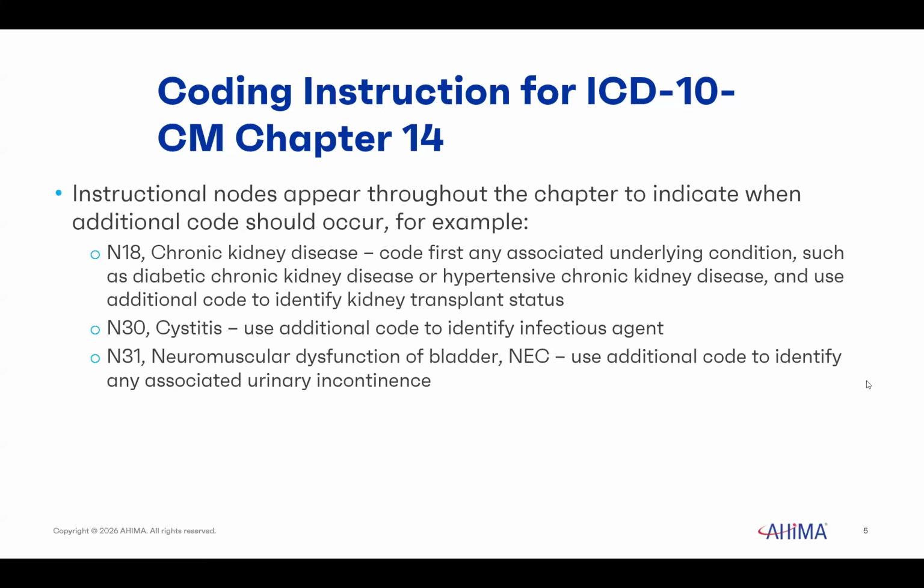Some conditions are related to an underlying disease. Chronic kidney disease, CKD, is one of the best examples of this. If the CKD is related to diabetes or hypertension, these conditions must be coded and sequenced properly. Sometimes we also have transplant status that also needs to be documented.